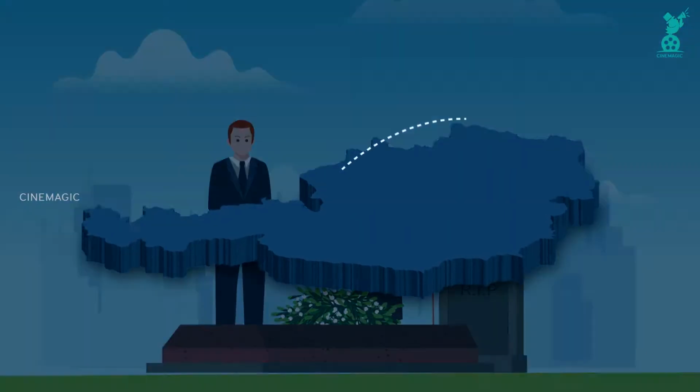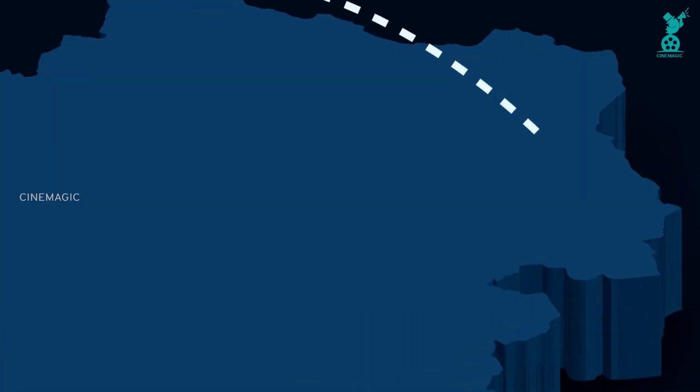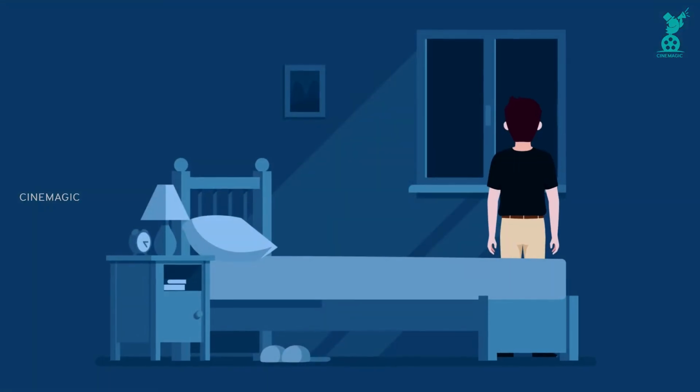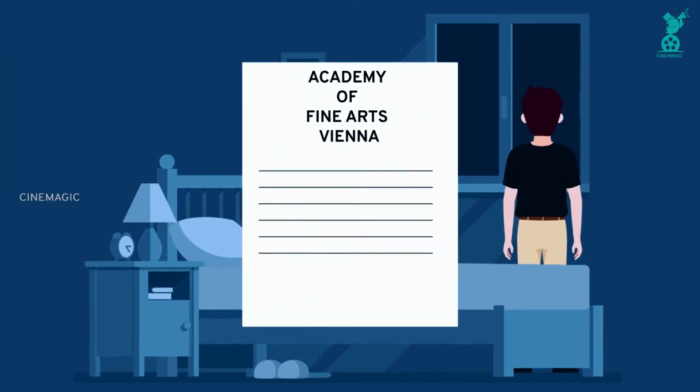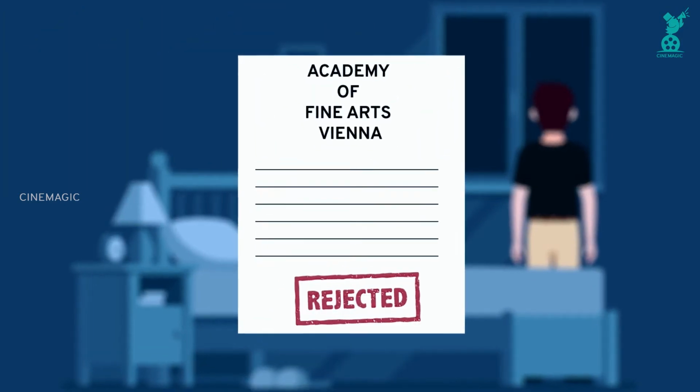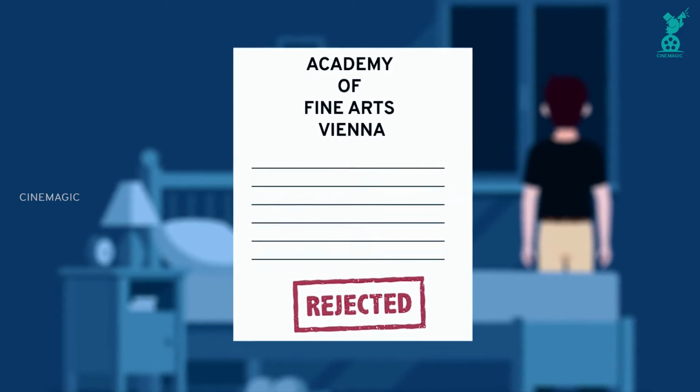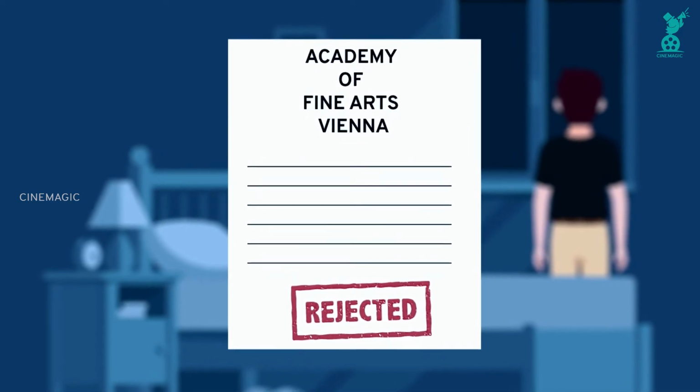He traveled to Vienna. Upon arrival, he began staying in a hostel. In 1907, he applied to join the Vienna Academy of Fine Arts, but was rejected because his paintings showed a lack of appreciation for the human form.